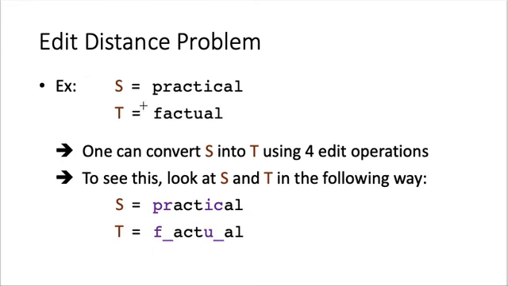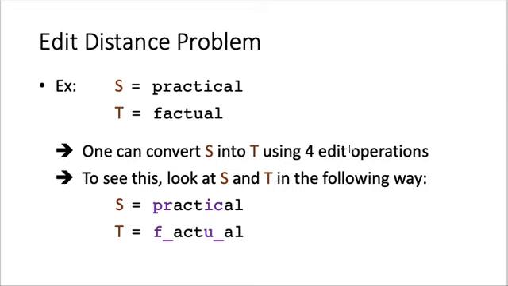So for instance, let's say we have an example. Let's say S is the word practical and T is the word factual. Now we can convert S into T using 4 edit operations. To see this more clearly, we will make the following representation. So S is practical, T is factual. When we see the two strings, they are now of the same length because we have inserted some extra symbol here. So we will see what is the meaning.